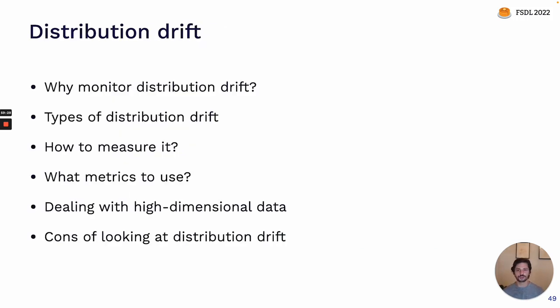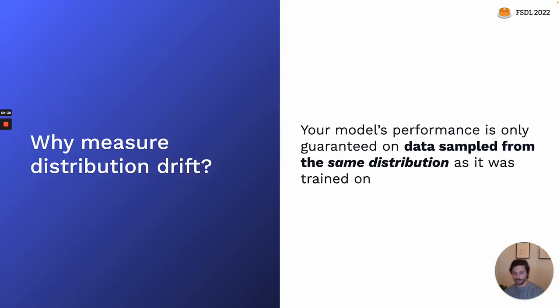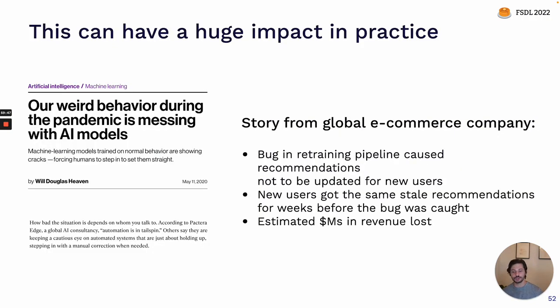Even though distribution drift is a less useful signal than, say, user feedback, it's still really important to be able to measure whether your data distributions change. So why is that? Well, your model's performance is only guaranteed if the data that it's evaluated on is sampled from the same distribution as it was trained on. And this can have a huge impact in practice.